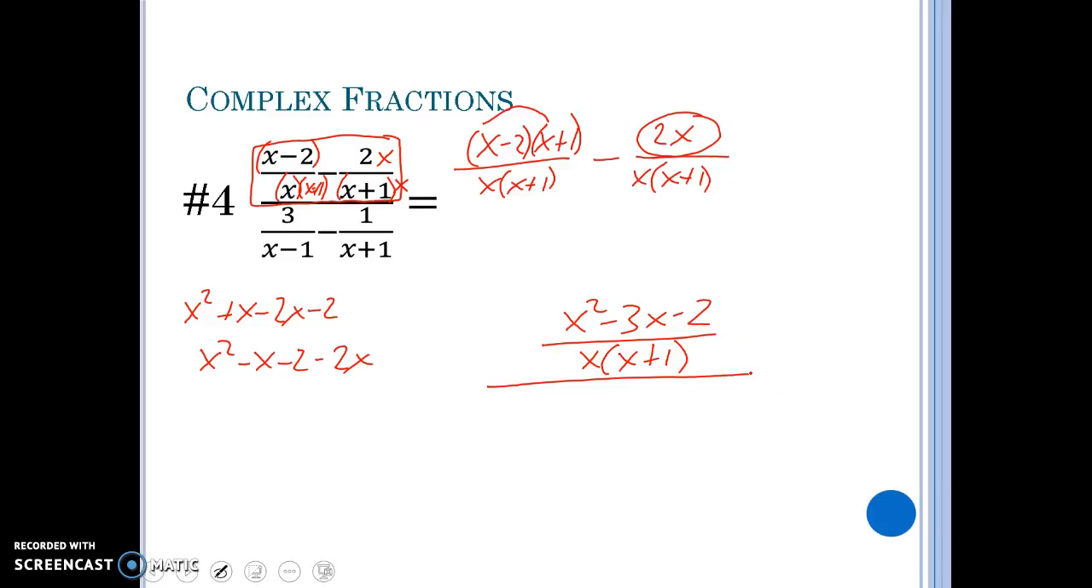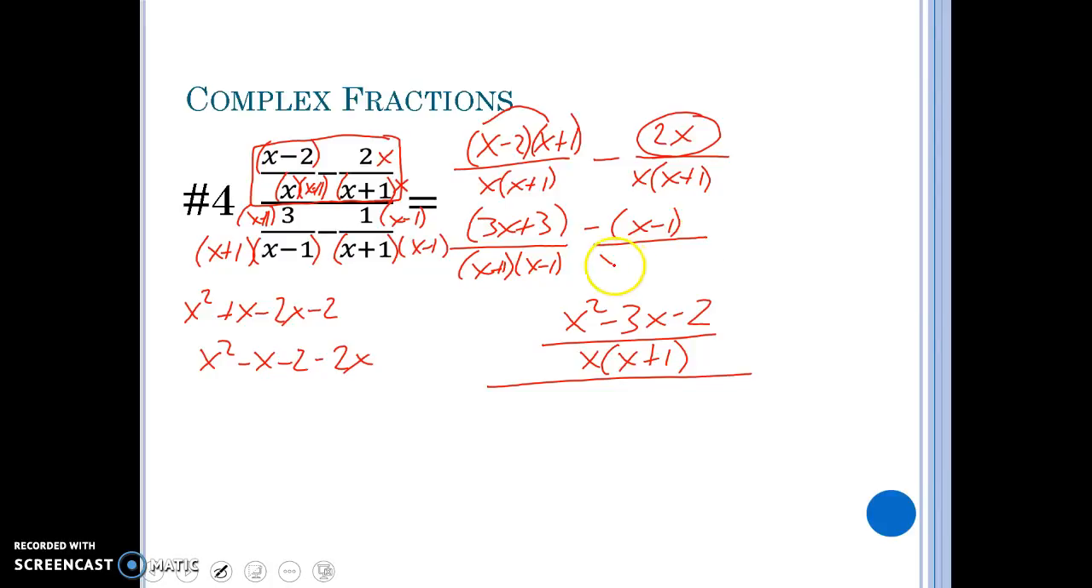Now let's focus on the denominator. So my common denominator is going to be x minus 1 times x plus 1. Well, that means I'm going to multiply the first fraction by x plus 1. Well, that's going to give me 3x plus 3 over the common denominator, which is x plus 1 times x minus 1. Then I'm going to multiply the second fraction here times x minus 1. Well, that's going to be minus, and I'm going to write it as x minus 1. 1 times x minus 1 is just x minus 1 over the common denominator, which is x plus 1 times x minus 1.